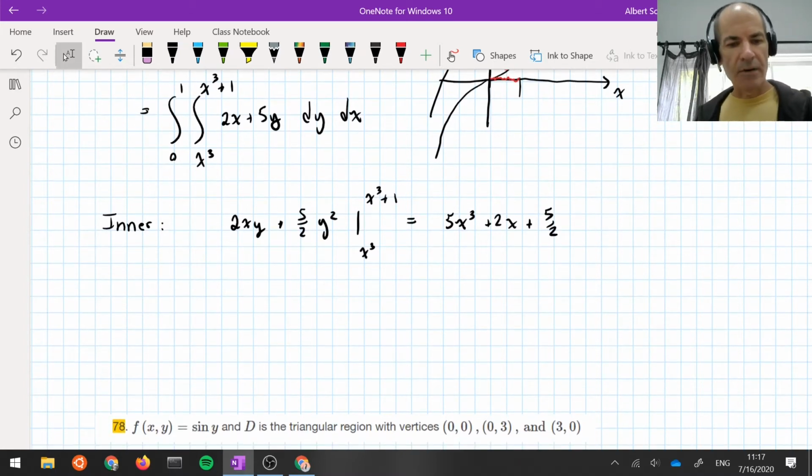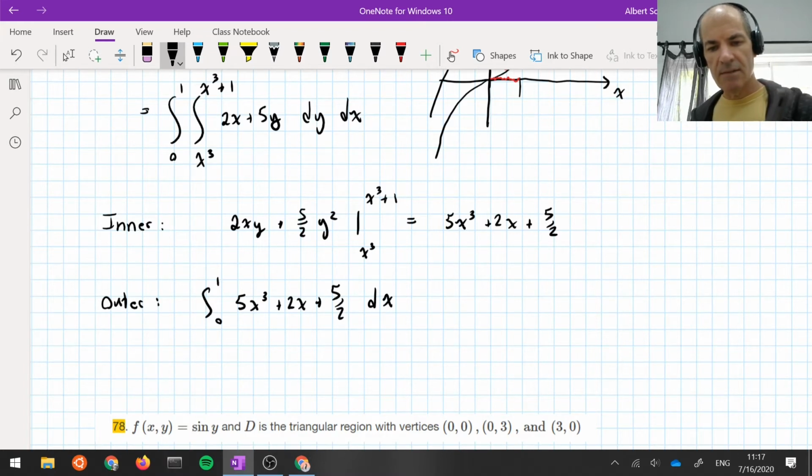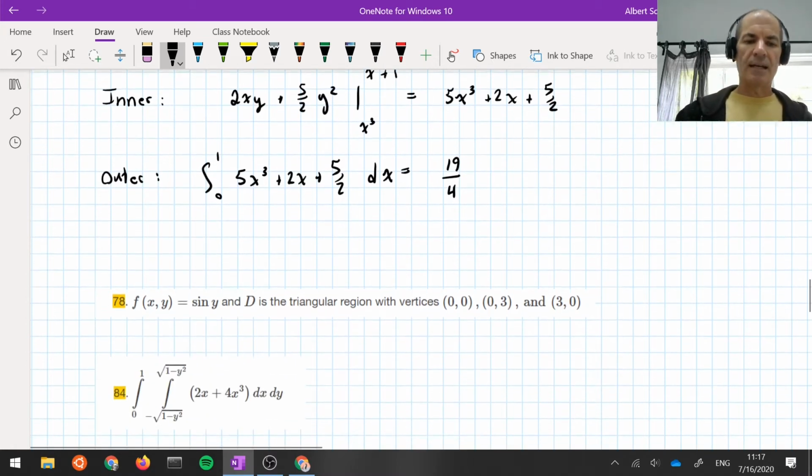We move on to the outer integral. That's the integral from 0 to 1 of the inner integral, 5x cubed plus 2x plus 5 halves dx. And the outer integral, same thing, just follow your rules of integration and plug in 0 and 1 and you get 19/4. So I'll leave that to you to double check, practice your by hand integration skills.